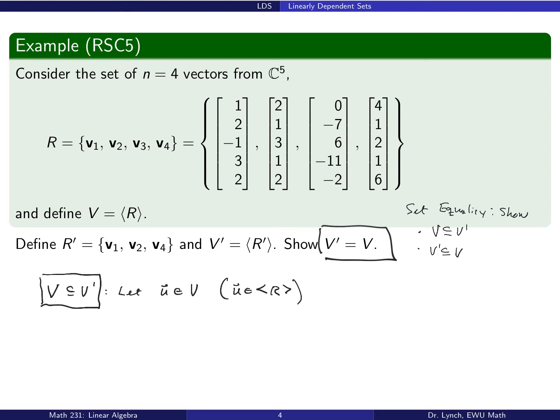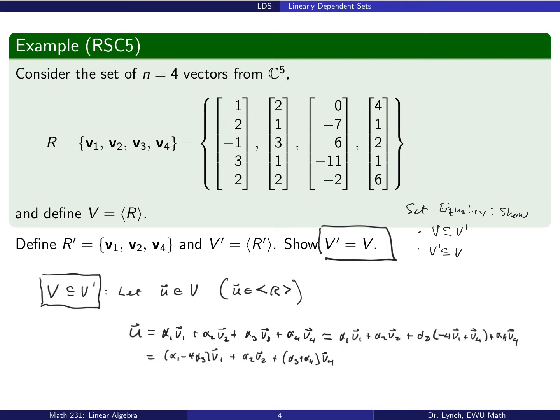Let's take U to be in the set V, that is U is in the span of R. Well, then U has to be some linear combination alpha 1 V1 out to alpha 4 V4. This is just, again, the definition. U is in the span of R, so U is a linear combination of the elements of R. But now in this case, we know that V3 can be represented by minus 4 V1 plus V4.